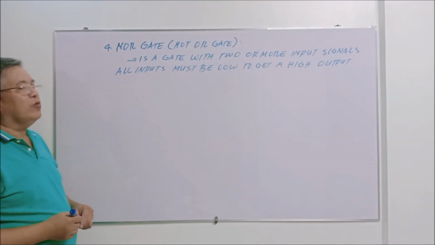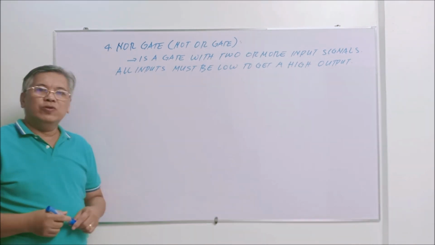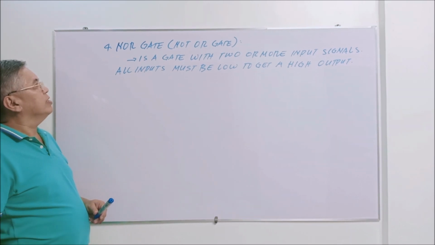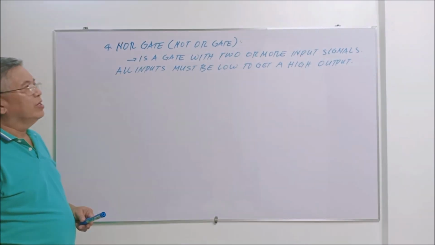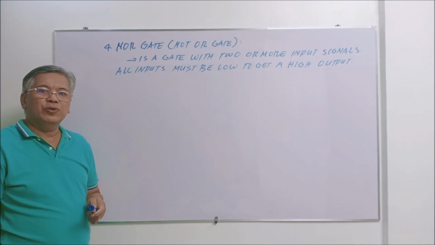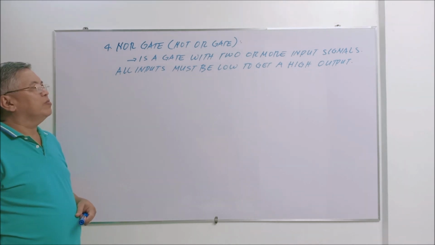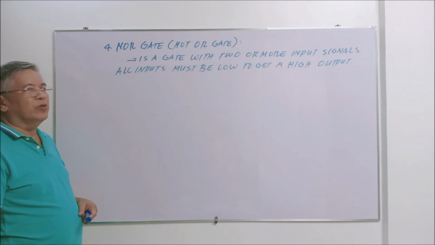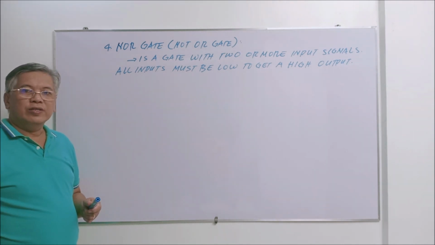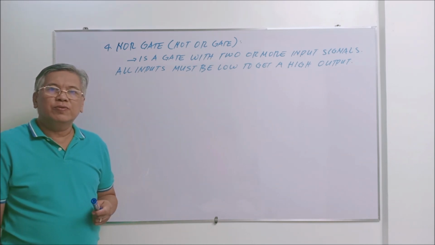So, we go now to the NOR gate. The NOR gate is sometimes called the NOT OR gate. It is defined as a gate with two or more input signals, but again, it has only one output signal. All inputs must be low to get a high output, and that is our definition for the NOR gate. Or simply, the NOR gate is the opposite of the OR gate.